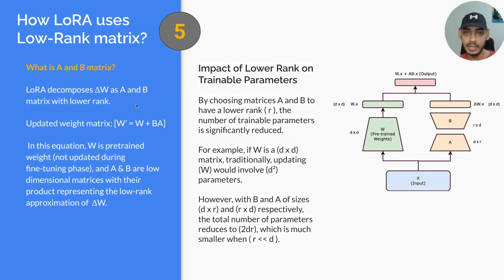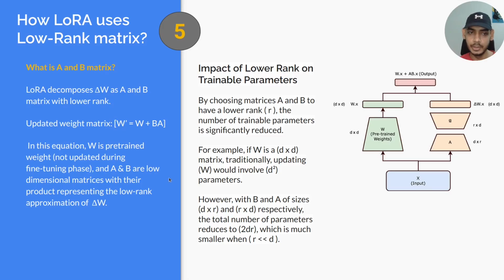So what are A and B? As I showed in the previous slide, there is delta W which needs to be updated, and delta W is nothing but A and B, which is your low rank matrix. You can consider these as two layers which will be getting updated, of dimension D comma R and R comma D. In this equation, W is the pre-trained weight, and delta W is the fine-tuned weights, or low rank matrices.